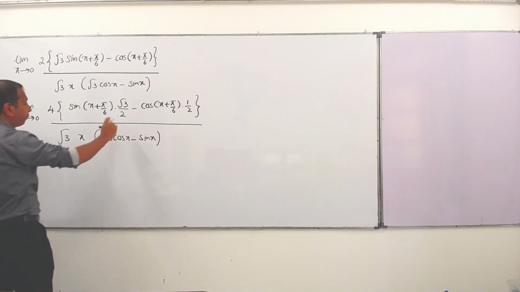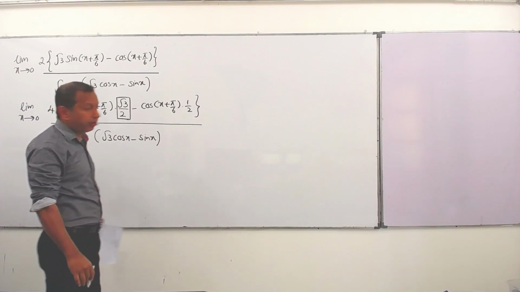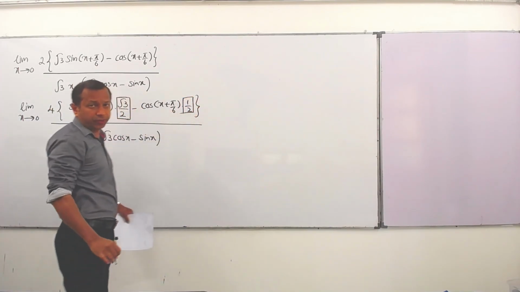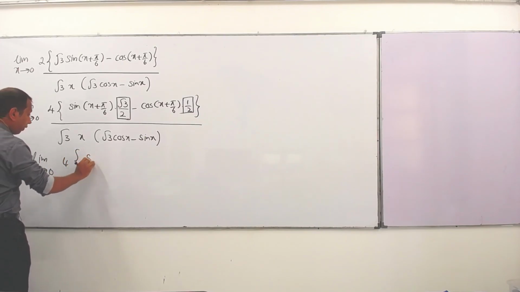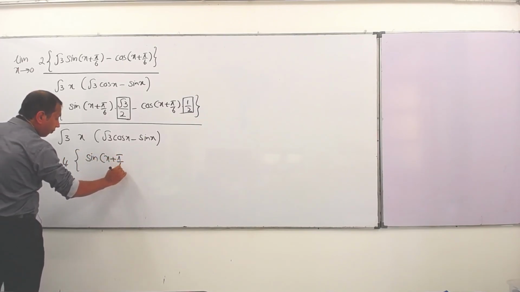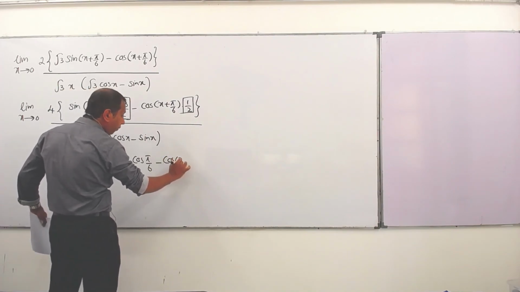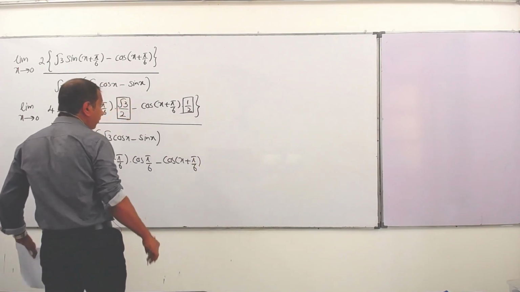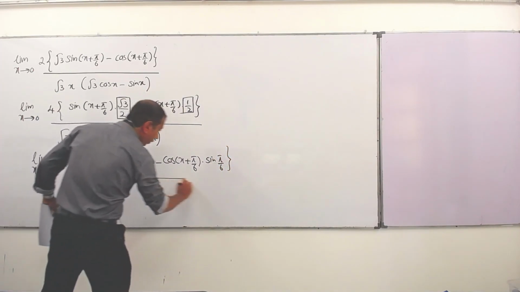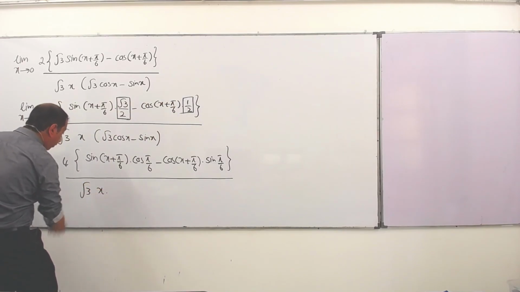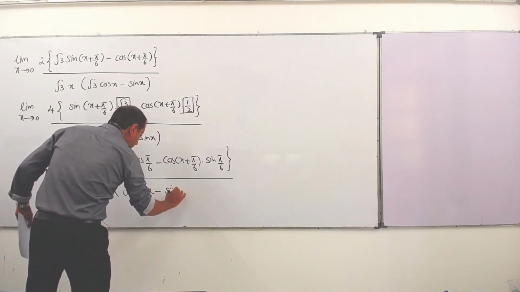Now I can write this root 3 by 2 as cos π/6 and half as sin π/6. So sin(x + 5π/6) cos(π/6) minus cos(x + 5π/6) sin(π/6), divided by root 3 x into (root 3 cos x minus sin x). Yes.